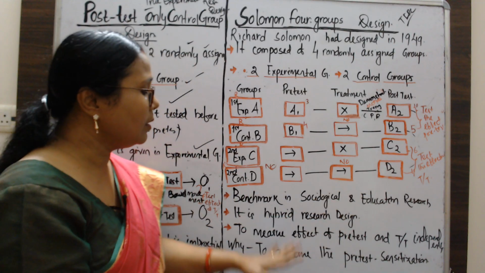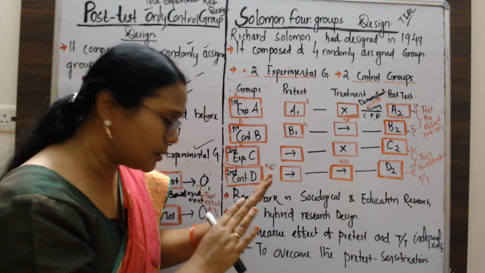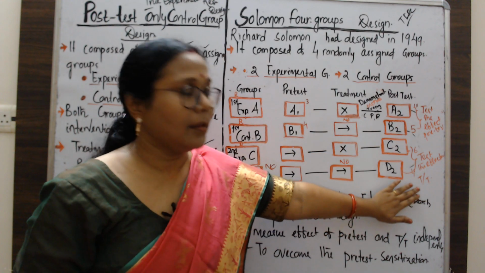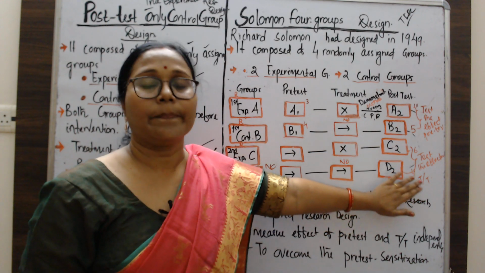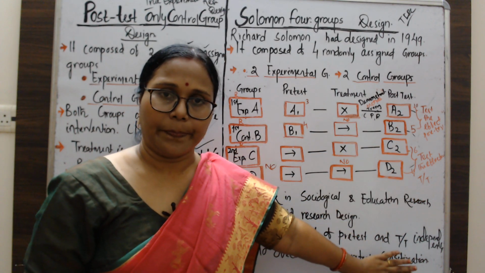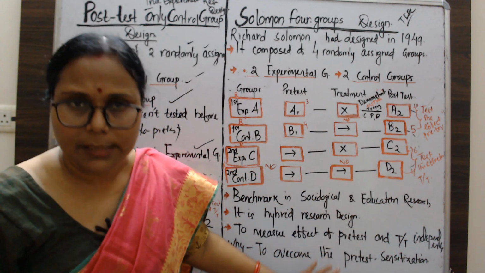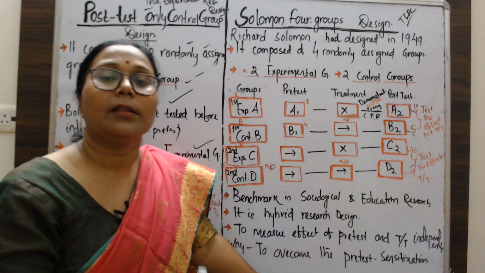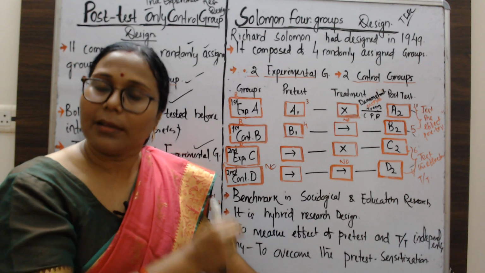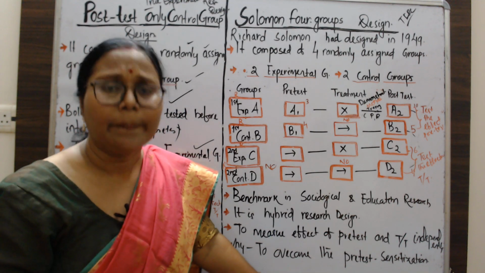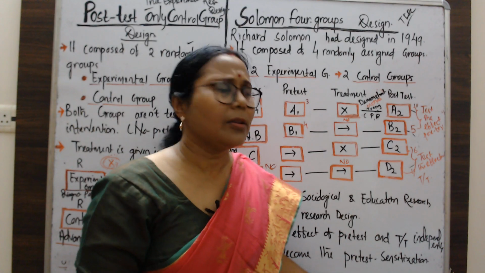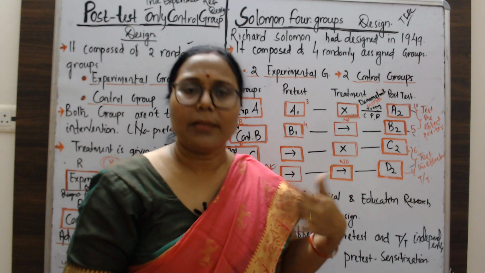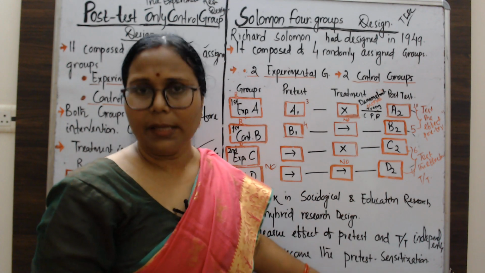That's why it's called a hybrid research design, and it measures the effect of the pre-test and the effect of the treatment or intervention independently. One of the distinct advantages is that it reduces the threat to internal validity and external validity. The disadvantage is that it requires a large number of subjects or participants, so it is less used. This is one of the disadvantages.